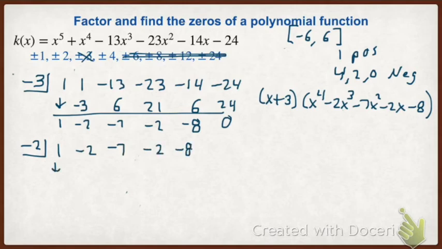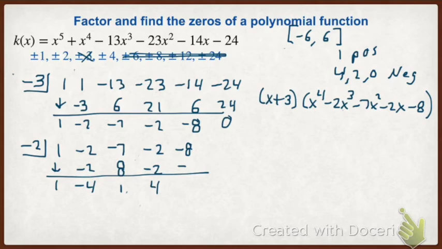And we do our synthetic division. Bring the 1 down, we get -2. This becomes -4. -2 and -4 is positive 8. Add together, we get 1. 1 times -2 is -2. -2 and -2 is 4. -2 times 4 is -8. -2 times -4 is positive 8. And we get 0. We have another solution.